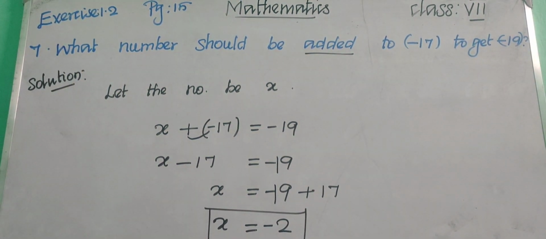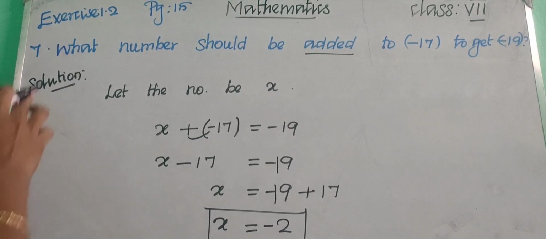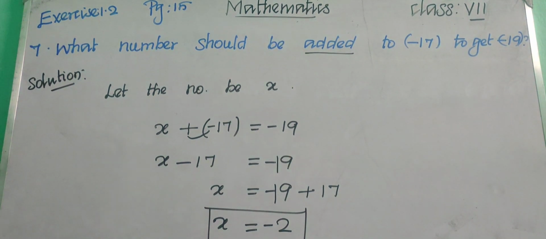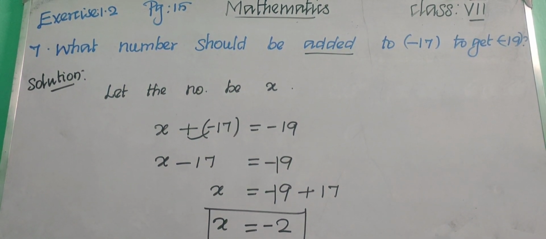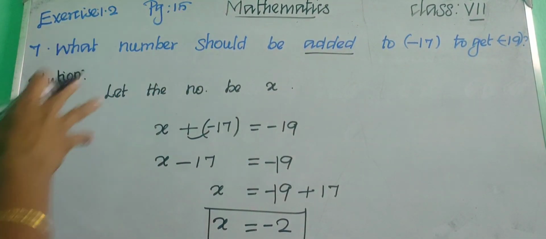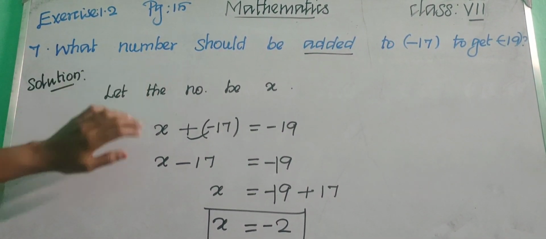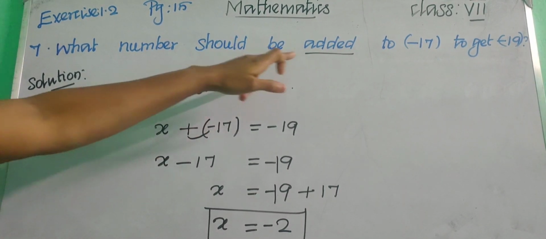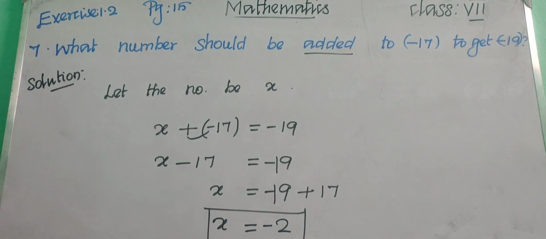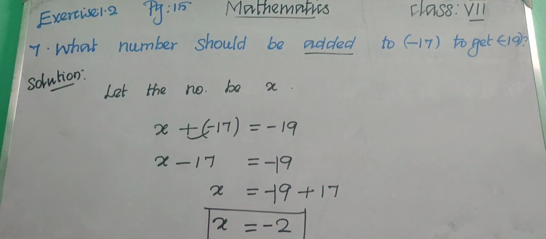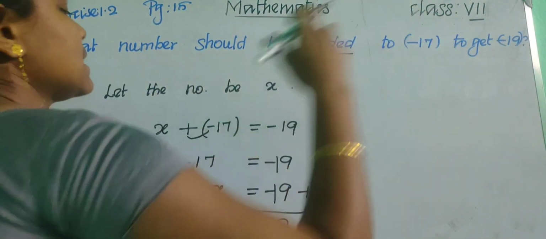Okay children, did you all understand? So simply, what is the question you have? What number should be added to minus 17 to get minus 19? We are just assuming that number as x. Let the number be x. Now we are bringing this question into mathematical numbers. The number we assumed is x, right? For the word added we insert plus, and then we have minus 17. So x plus minus 17 equal to minus 19, okay.